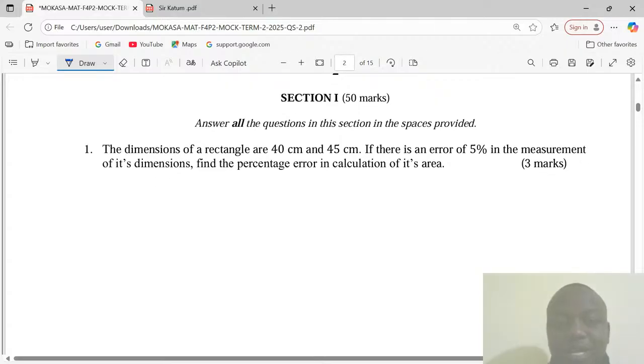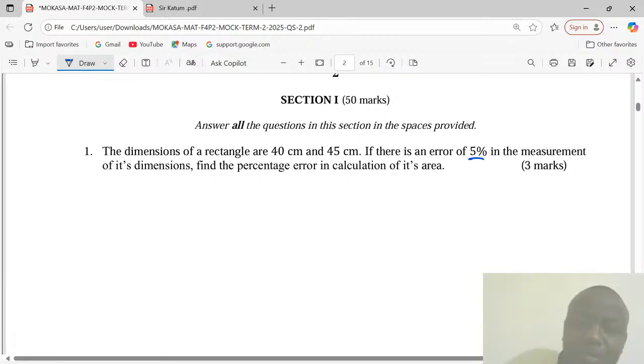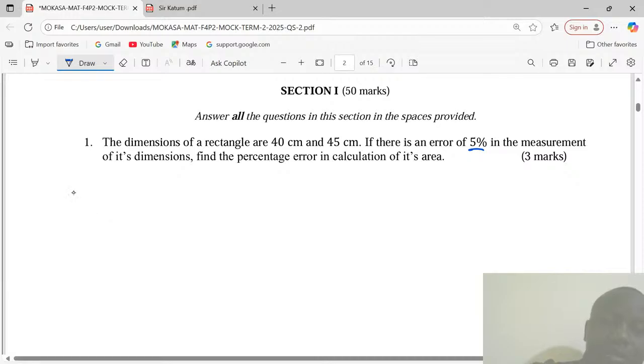Number 1 is on errors and approximations. The dimensions of a rectangle are 40 centimeters and 45 centimeters. If there is an error of 5% in the measurement of its dimensions, find the percentage error in calculation of its area. So if there is 5% in the measurements, then it means we can get the range.